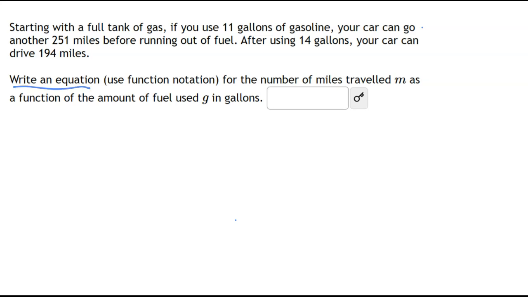Write an equation for the number of miles traveled as a function of the amount of fuel used in gallons. So miles traveled as a function of fuel used in gallons. So miles are going to be Y values and gallons are going to be X values. Starting with a full tank of gas, if you use 11 gallons, so that's G equals 11, your car can go another 251 miles before you run out. So it's really like miles remaining.